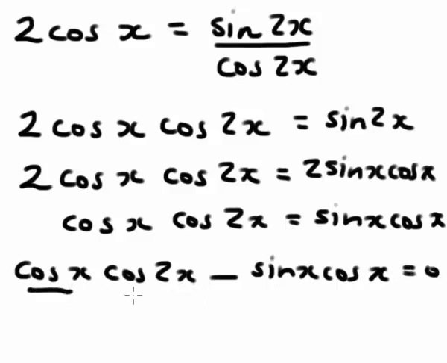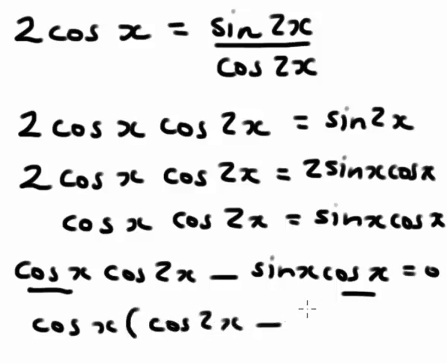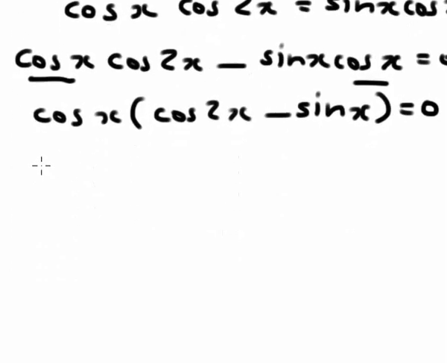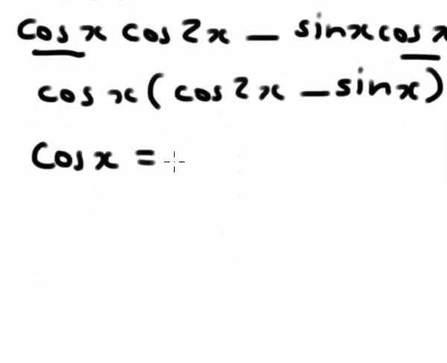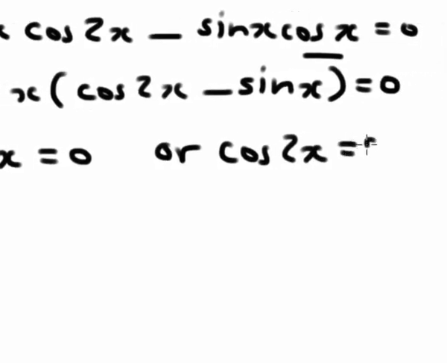Now there's a common cos x there, so let's take it out. And I think this is going to simplify matters a little bit here. Cos 2x minus sine x looks a lot healthier, but still quite a challenging question. So what I would suggest we do is we've got cos x is equal to 0, or the cos of 2x will then be equal to sine x.